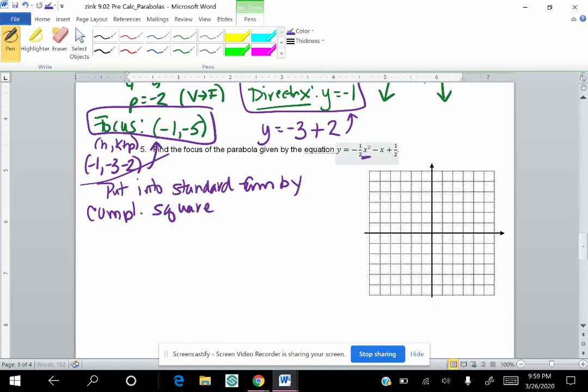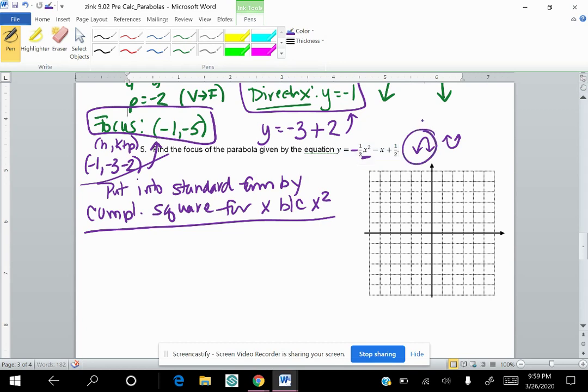Now, since I have an x squared, I'm going to do it for the x's. So with parabolas, last class we talked about circles, which have an x squared and a y squared. With parabolas, you're going to only have either an x squared or a y squared, not both. So that's how we can tell it's a parabola. We also know that since there's an x squared, it's going to either open up or down. But since there's a negative out in the front, we know that it's going to open down.